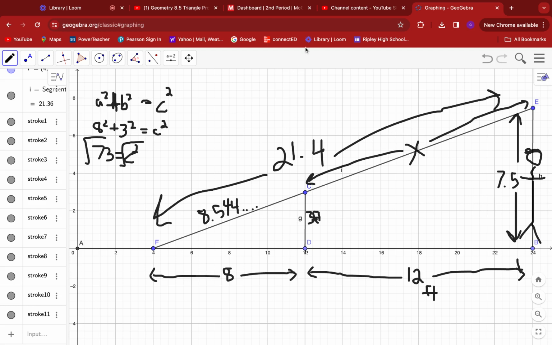Some of these problems, you don't even really need to do a proportion. You just got to know what you're looking at. If you're a visual person like myself, sometimes having a figure to draw makes your life a whole lot easier. All right, you guys, so I am done.